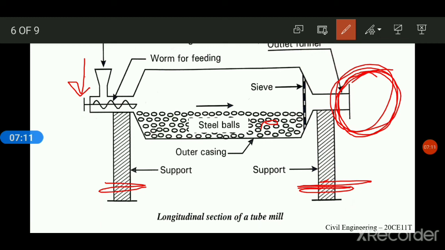So these are the processes of manufacturing cement. First is mixing of raw materials, second is burning in rotary kiln, and then grinding of clinkers. Here the gypsum is also added to the clinkers, and finally the material is collected in the outlet funnel, and then finally the cement is stored.